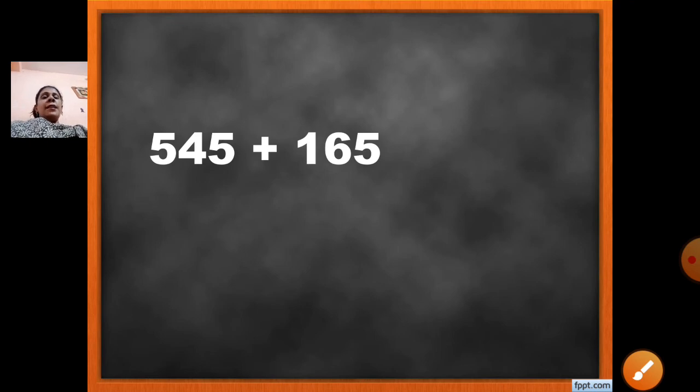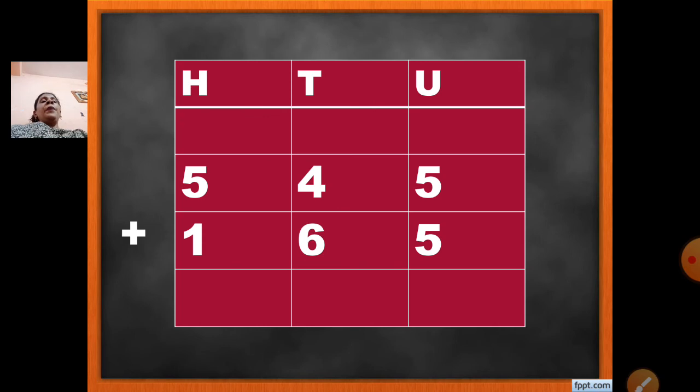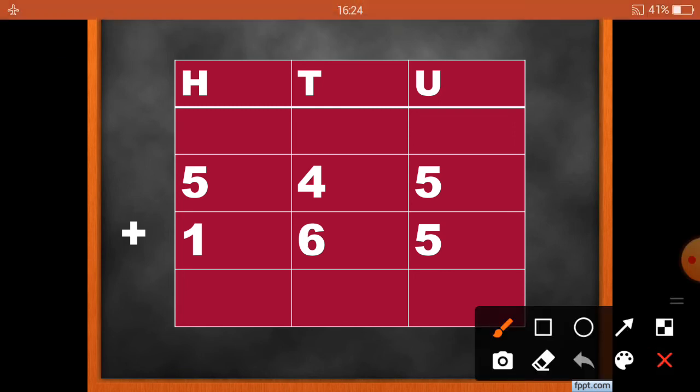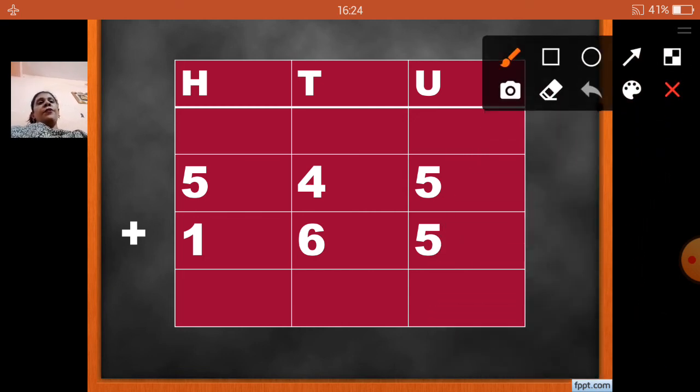Now the next question is 545 plus 165. Let us arrange them. Okay. Now what are we going to do? We are going to add units with units. So what is the number in the units place? 5 plus 5. So what is 5 plus 5, children? 10. So I am going to write 0 here and 1 I am going to carry over. Now this 4 and this 1.